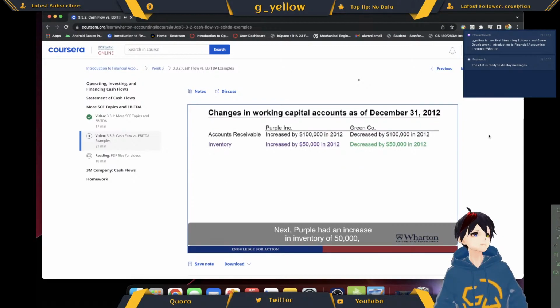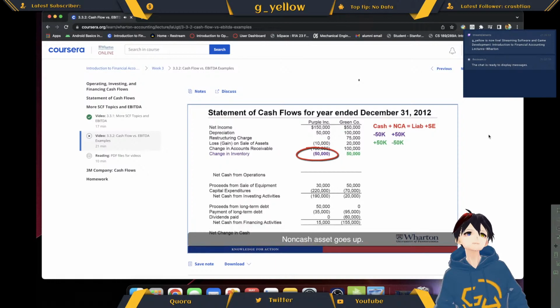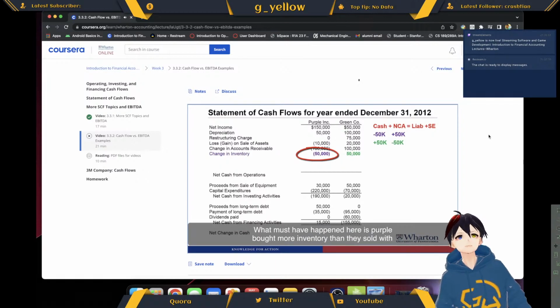Next, purple had an increase in inventory of $50,000. Green had a decrease in inventory of $50,000. So starting with purple, inventory goes up, non-cash asset goes up. We subtract that on the cash flow statement. What must have happened here is purple bought more inventory than they sold, with the amount of inventory they sold represented in net income.